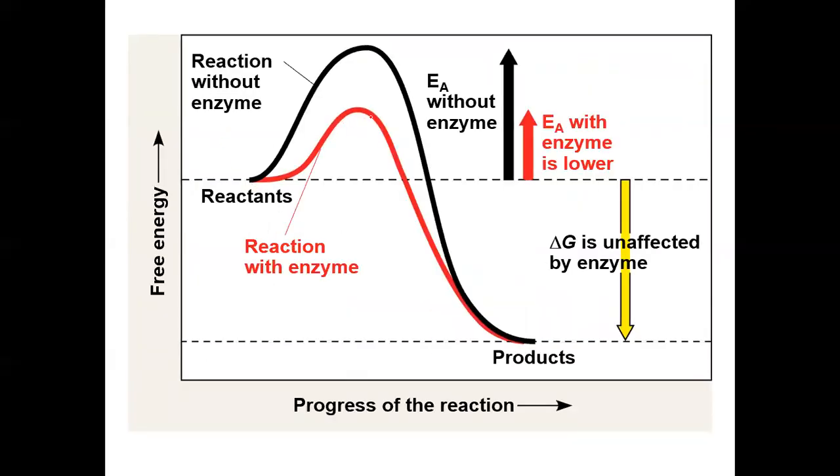Here's a nice little overview of what's happening. If you add in your enzyme, it's going to lower the activation energy, making it easier to proceed. Notice the overall delta G, or the energy released in this case, is not affected. It just makes it easier to proceed.